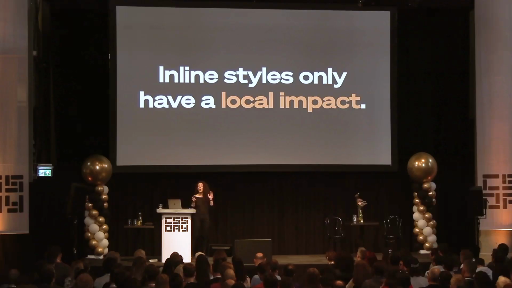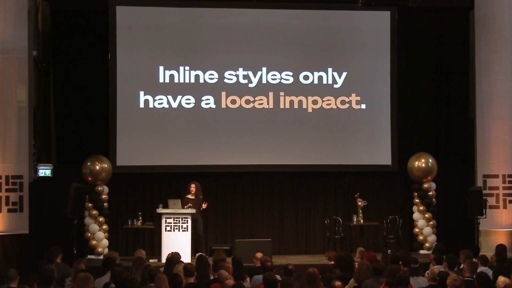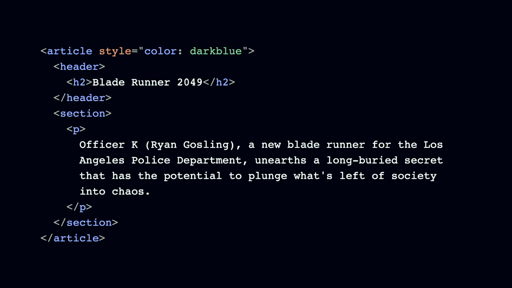Inline styles only have a local impact. Perhaps the biggest limitation with inline styles is that they can only affect the element that they are on. And this is a crucial difference with atomic classes. Well, that's not entirely true, but hear me out. As with any CSS declaration, inline styles are subject to inheritance. They can impact children if they declare an inheritable property. But that's about all the power they have.